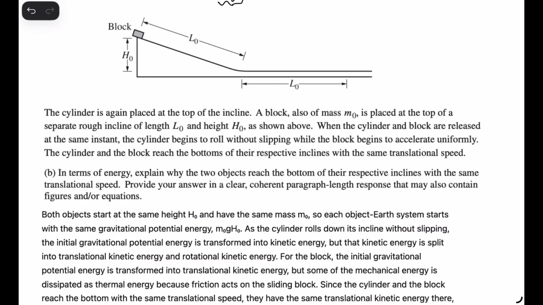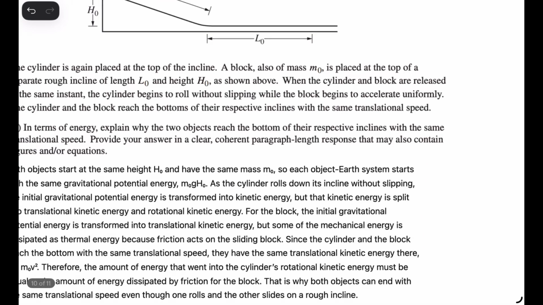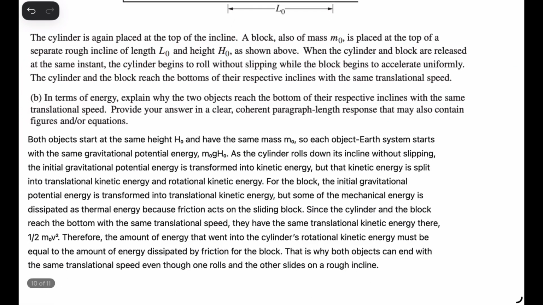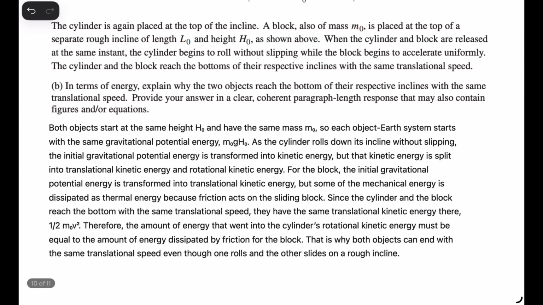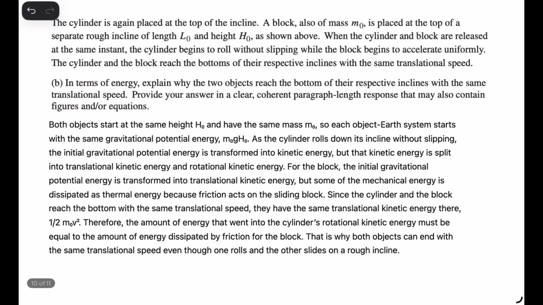We have that the cylinder is again placed at the top of the incline. A block of mass m initial is placed at the top of a separate rough incline of length L initial and height h initial as shown above. The cylinder and block are released at the same instant, and the cylinder begins to roll without slipping, while the block begins to accelerate uniformly. The cylinder and the block reach the bottoms of their respective inclines with the same translational speed. In terms of energy, explain why the two objects reach the bottom of their respective inclines with the same translational speed. Provide your answer in a clear, coherent paragraph.